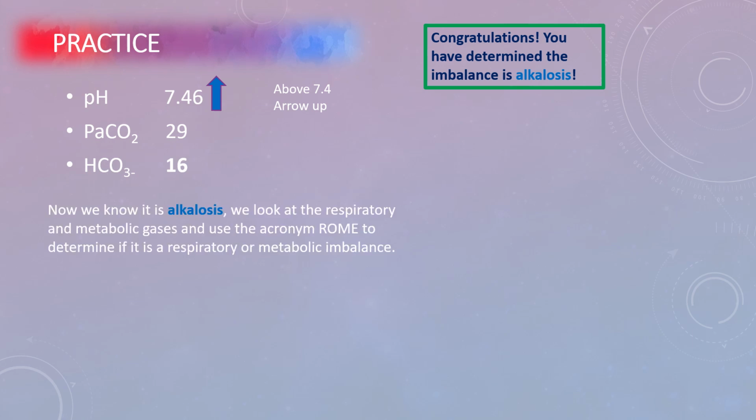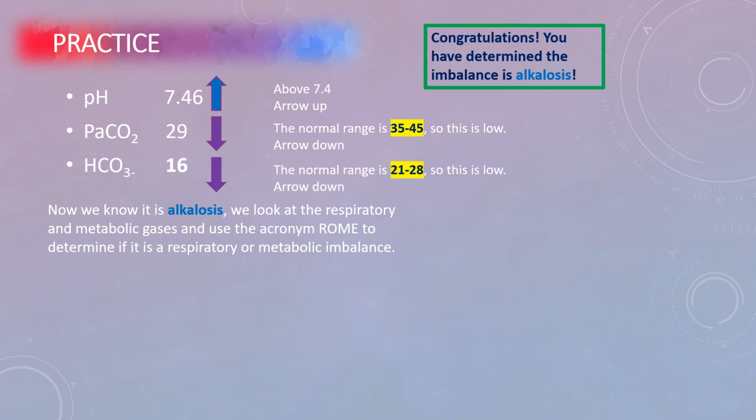Now that we know it's alkalosis, we look at the respiratory and metabolic gases and use the acronym ROME to determine if it is a respiratory or metabolic imbalance. The PaCO2 is 29. Well, the normal range is 35 to 45, so 29 is low, we put an arrow down. The HCO3 is 16. The normal range is 21 to 28, so 16 is low, we put an arrow down.